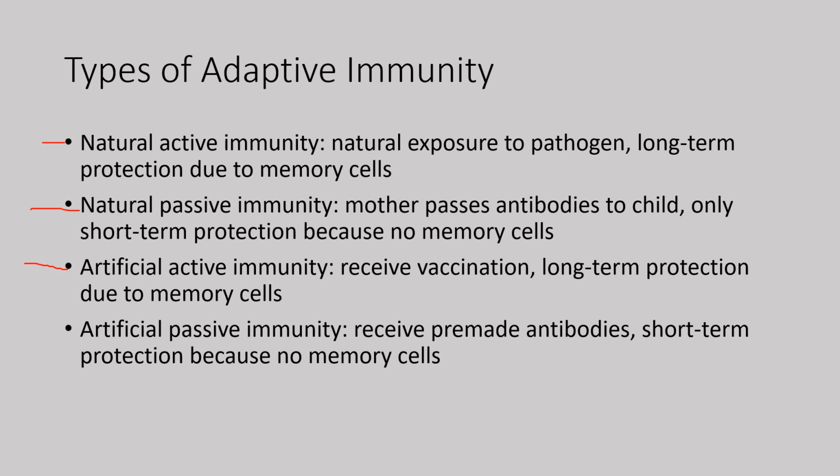Artificial passive immunity, this is the least common of all the possibilities. This is where an individual receives pre-made antibodies.